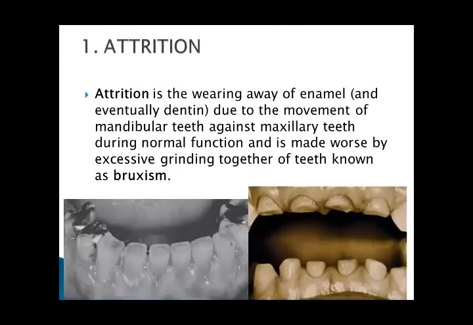One is the attrition. Attrition is the wearing away of enamel and eventually dentine by the movement of mandibular teeth against maxillary teeth during normal function, and is made worse by excessive grinding together of teeth known as bruxism. Here you are seeing attrition of the teeth.